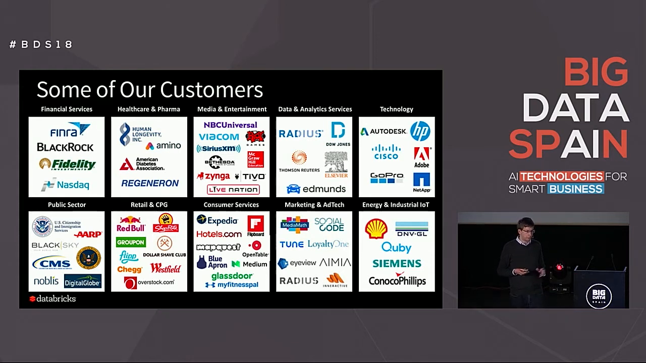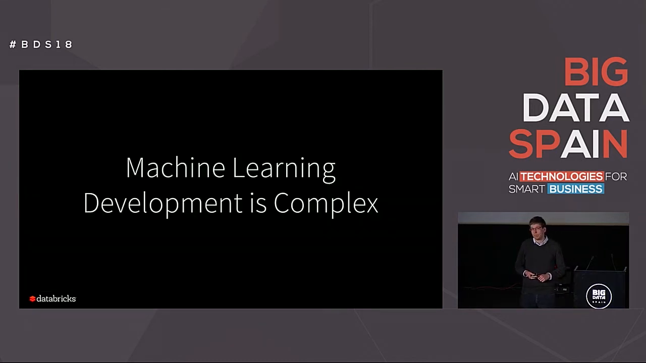And we have customers in a wide variety of industries, including a lot of customers now in Europe. And so working across these customers, we see some of the common trends and problems they have with using machine learning and big data in production. So the main thing that we see, and I'm sure everyone else who has started doing it sees the same, is that machine learning development is actually extremely complex today.